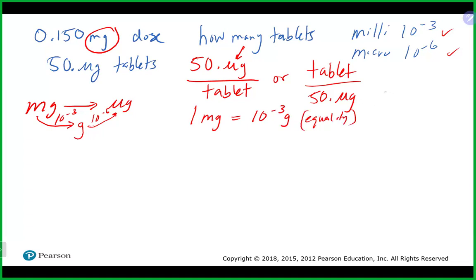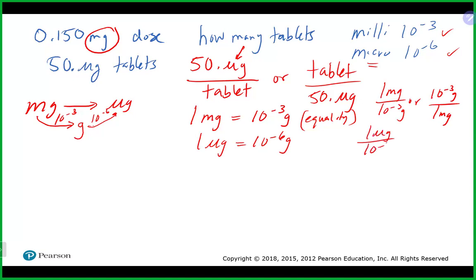And that will give us two conversion factors: 1 milligram over 10 to the minus 3 grams, or 10 to the minus 3 grams over 1 milligram. While we're here, we'll do this one as well. That means in 1 microgram, there is 10 to the minus 6 grams. And again, that's the proper way to use that equality. That will give us our other options of conversion factors: 1 microgram over 10 to the minus 6 grams, or 10 to the minus 6 grams over 1 microgram.